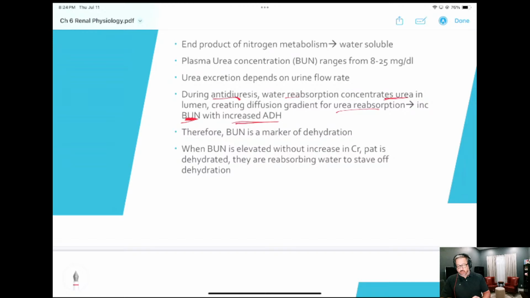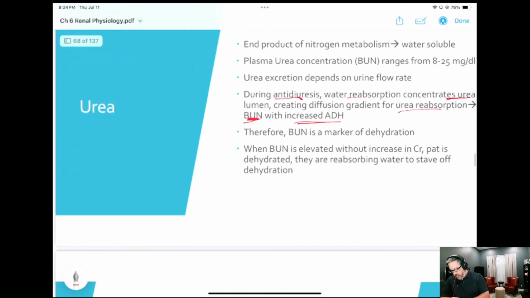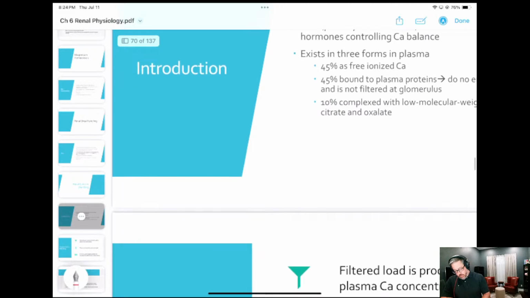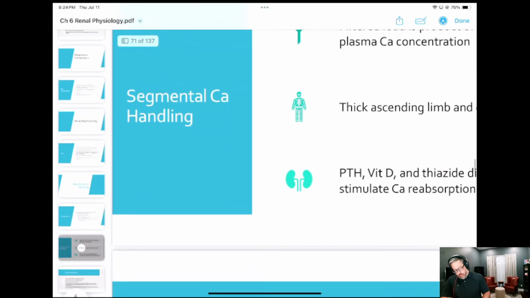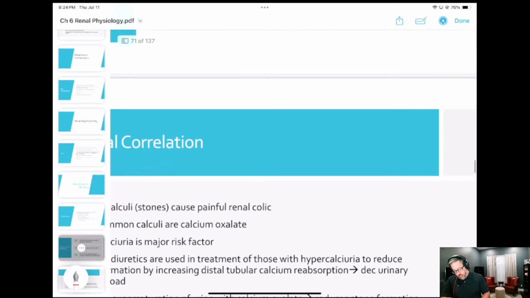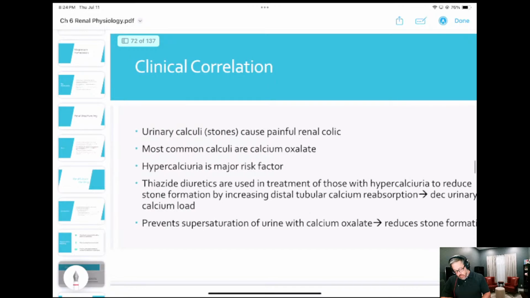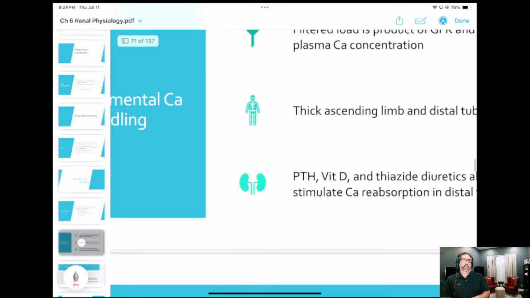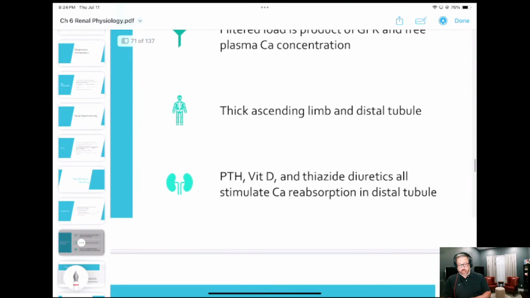Thiazide increasing calcium reabsorption. Okay, don't worry about that, Emma. Just know that it can increase calcium. Don't go crazy trying to figure that out.